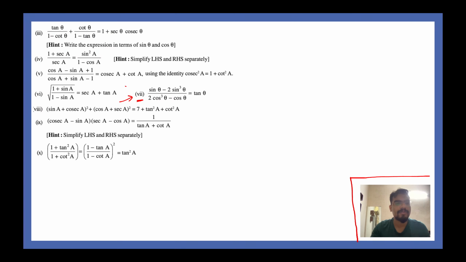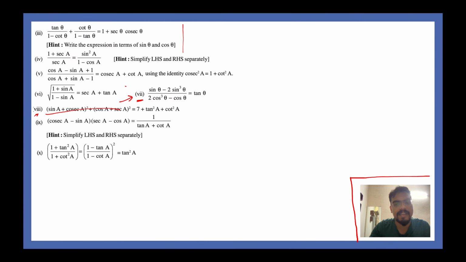I am going to do this 8th part now. This question is also a very big question, boys. Now the 8th part: LHS here is sine A plus cosec A whole square plus cos A plus sec A whole square. I'll simply try solving the question now. This value needs to be converted. What can be done here is we have to open the bracket now.